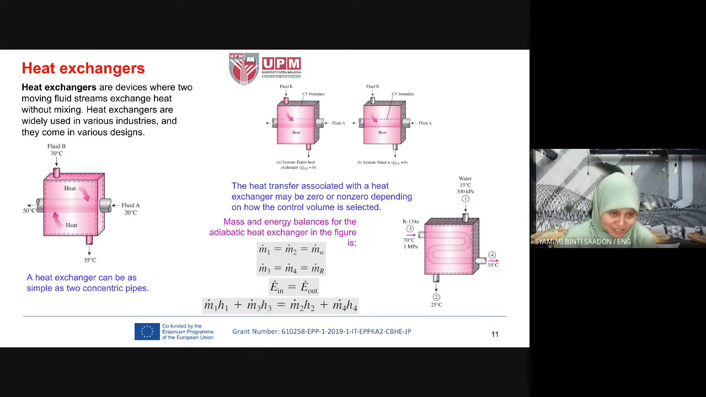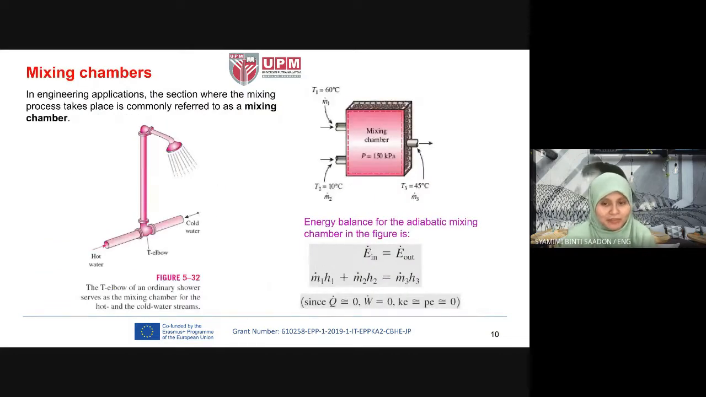So heat exchanger is quite important as well. Okay, so what is a heat exchanger? Heat exchangers are devices where two moving fluid streams exchange heat without mixing. Kalau ni tak mix. So that is the difference between a heat exchanger and the mixing chamber just now. In the mixing chamber, they mix together, like the hot and cold water here. They go into this dark pipe and mix with each other.